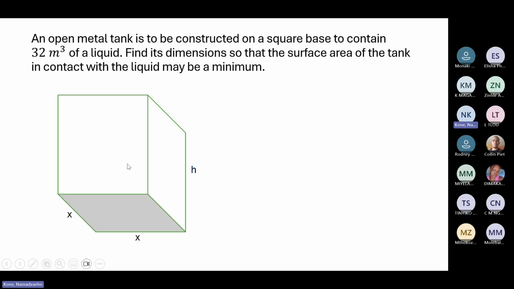box that we have got here in this picture contains 32 cubic meters of a liquid. So we can ask ourselves, what does this 32 cubic meter represent? Can anyone tell me, what do you think that 32 cubic meter represents? It represents the volume. It is the volume of this container, isn't it? Yes, sir. From that fact, it means that we are going to have two equations in this problem.